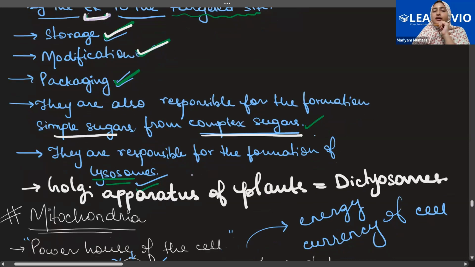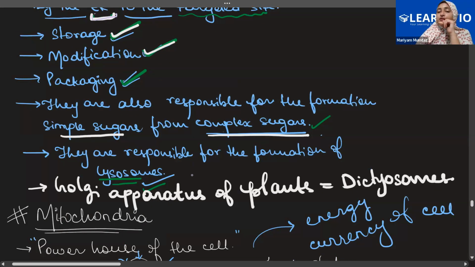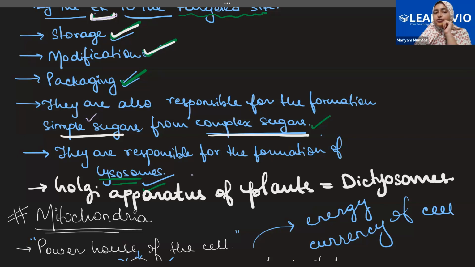Very good. Now, apart from that, they are also responsible for the formation of simple sugars from complex sugars. And they are responsible for the formation of lysosomes. See, students, lysosome is another cell organelle. It is the name of one more cell organelle, but this cell organelle is being made by the Golgi apparatus. Always remember this.